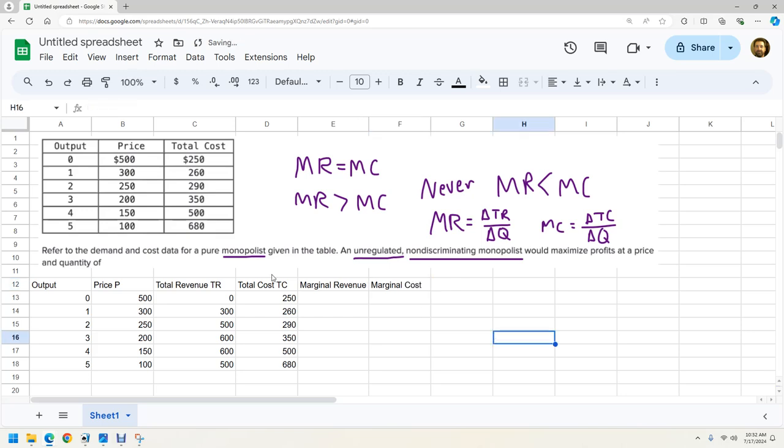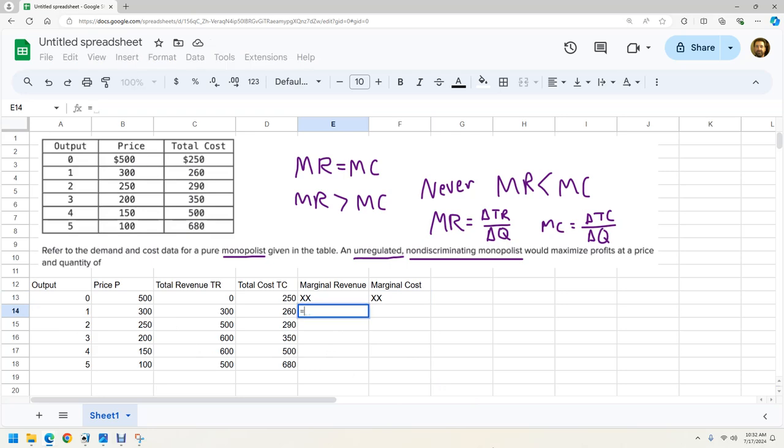Okay, so if you wanted to put marginal revenue right there and then put marginal cost next to it, it's up to you. I'm going to put them right next to each other so that we can find this a little bit easier. But you actually don't have a marginal revenue or marginal cost at 0 units because you're not coming from anywhere. It's the difference we're looking for.